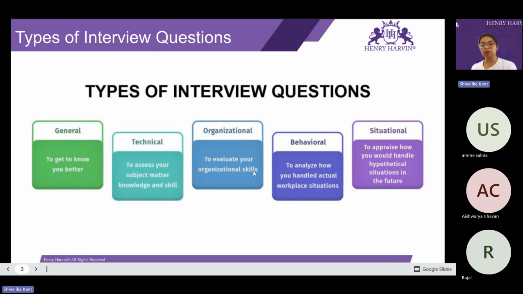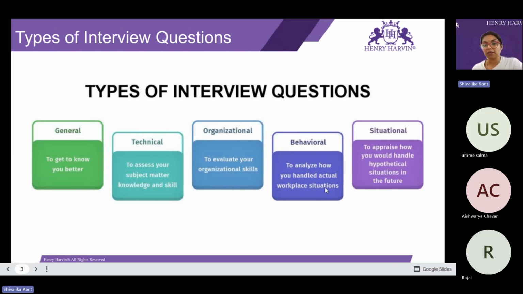Then comes your behavioral questions. We understood this in the previous sessions also. They analyze how you handled actual workplace situations in the past. These follow the principle that past behavior is the best predictor of your future behavior. Employers want to see your problem solving, your teamwork skills, and your decision-making style. All those things they want to know.